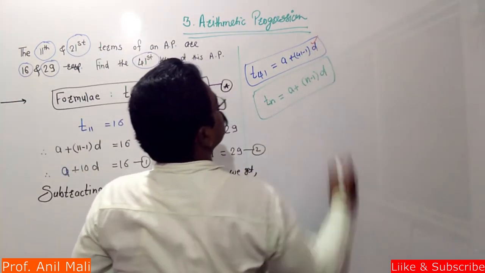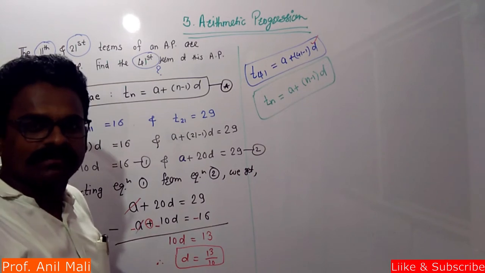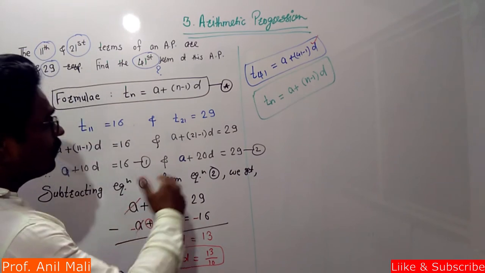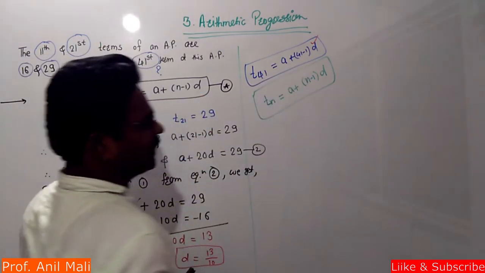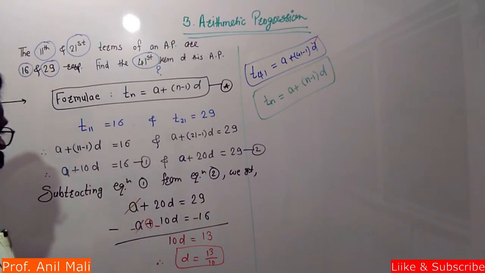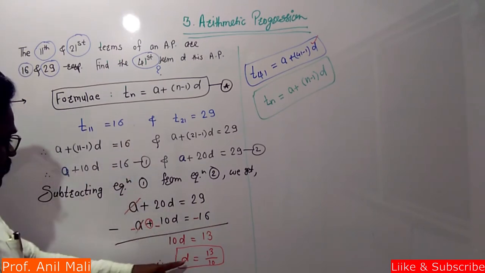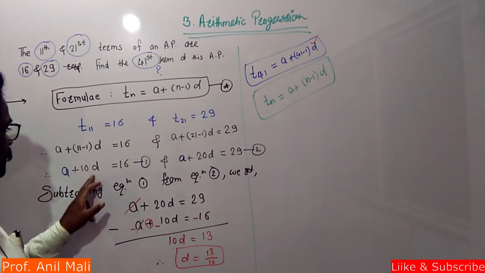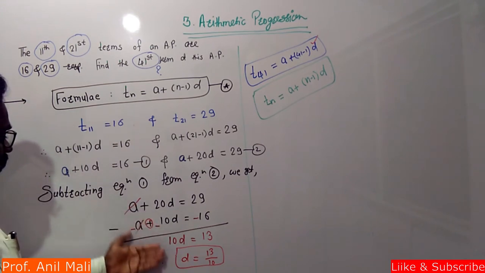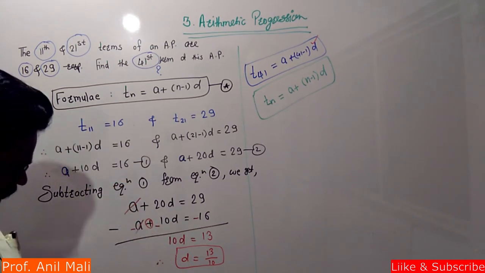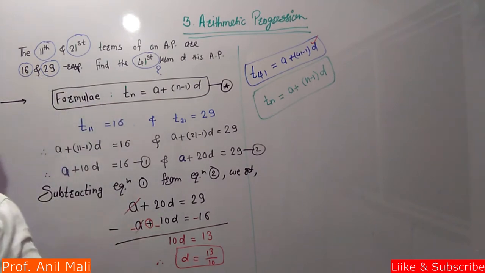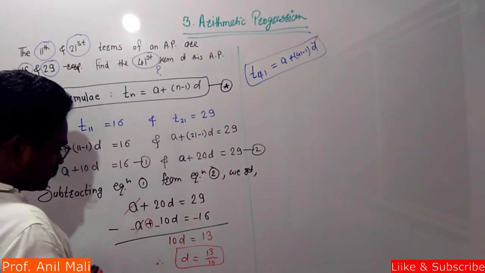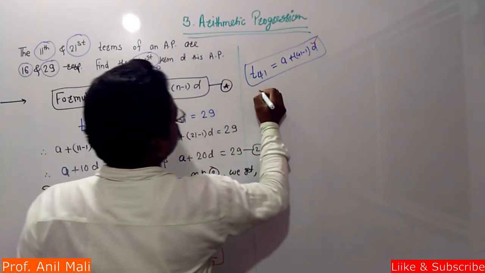So we got one thing which is required for finding the 41st term. Now we need to find the other term, that is nothing but a. To find that a, just substitute the value of d in equation 1. So by substituting the value of d in equation 1, d is equal to 13 by 10.